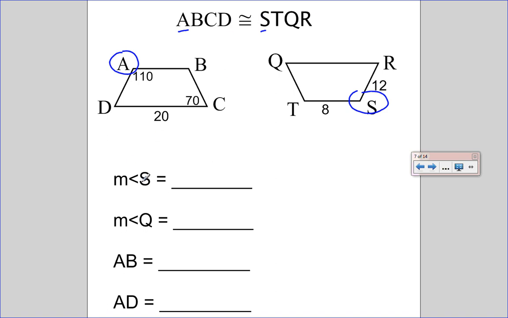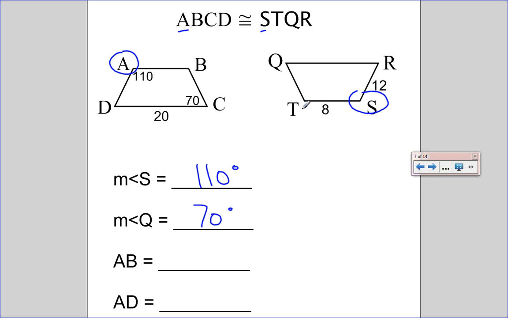So let's see what we got. Measure of angle S is going to be the same as measure of angle A because they're congruent. And angle A is 110, so S is also 110 degrees. Measure of angle Q will be the same as measure of angle C, which is 70, so measure of angle Q equals 70 degrees.